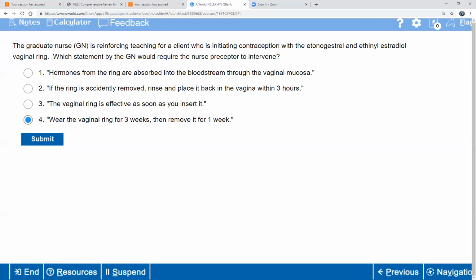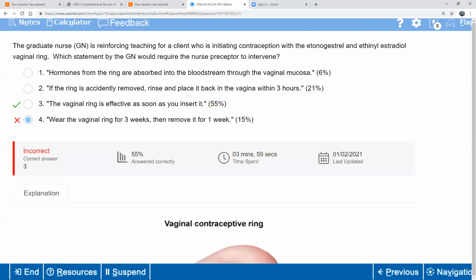No, I think 4 is the wrong answer. I mean, it's the right answer. But we're looking for the bad one, though. Why? Yeah. Okay. So wear it for 3 weeks and then remove it for a week. Let's see what 4 says. Okay.